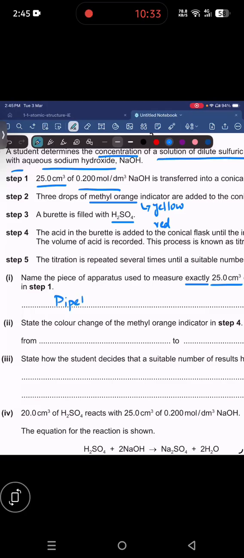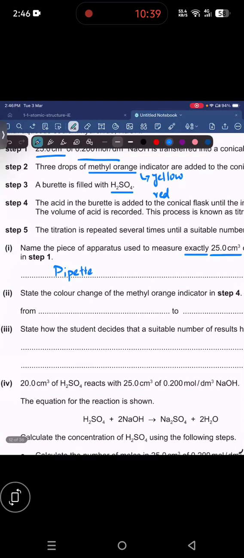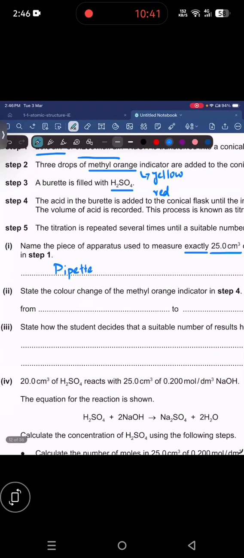Okay, children. Now the color change. We have already written above. The color change is from yellow to orange or red.